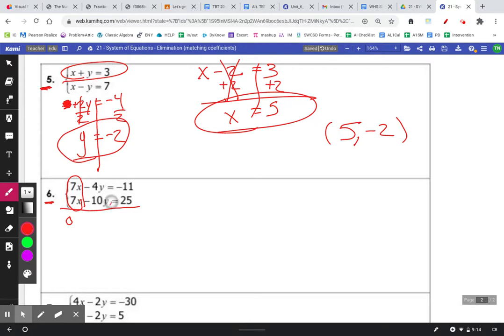Now I have negative 4 minus negative 10y. Excuse me, negative 4y minus negative 10y is, what's that going to be? That's a 6y. Okay, equals, and now I have negative 11 minus 25, which is negative 36. Okay, we eliminated our x's again, so now I'm just a step away. That 0 is kind of pointless hanging there. I'm going to divide by 6. I get y equals negative 6. Okay, that's half of my work.